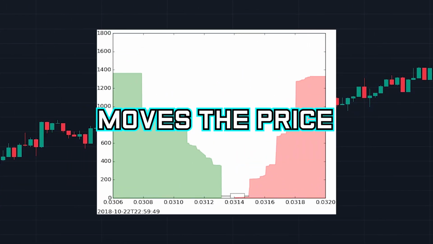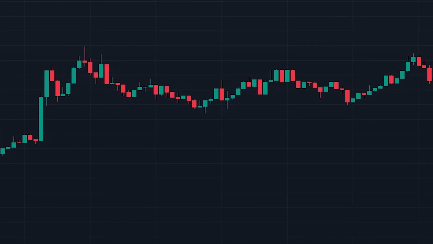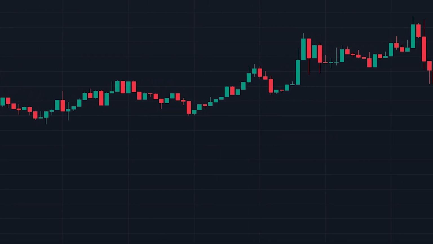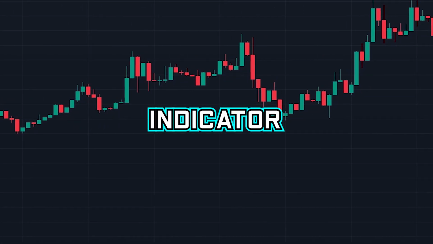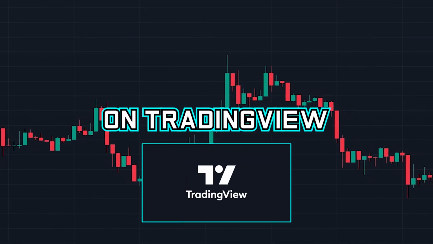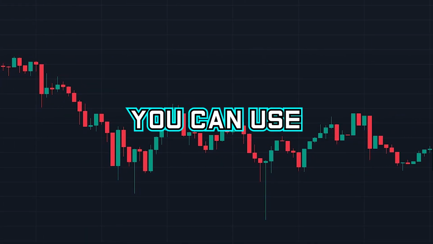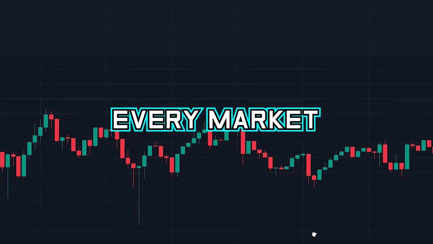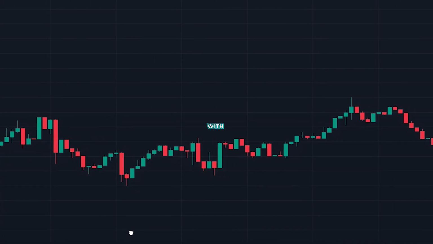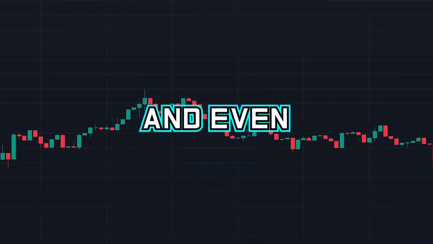Liquidity is what moves the price of pretty much every asset that can be traded. So today we will be covering the best liquidity indicator that is currently available on TradingView. Since liquidity is a universal concept when it comes to trading, you can use this indicator in pretty much every market. In fact, you can use this indicator with crypto, forex, gold, and even stocks.